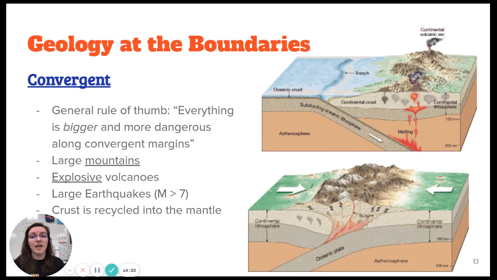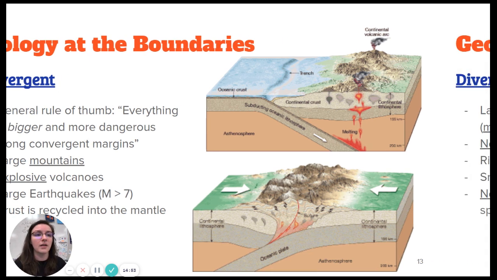Let's quickly go over again what is the geology that happens, just the fast facts. Convergent, general rule of thumb, everything is bigger, more dangerous, scary at convergent margins. Big mountains, Himalayas, big volcanoes, the Ring of Fire. This is mostly where those volcanoes are, on convergent boundaries in the Ring of Fire. Huge earthquakes, a magnitude greater than 7, so earthquakes that knock buildings down, and the crust is being recycled or being destroyed.